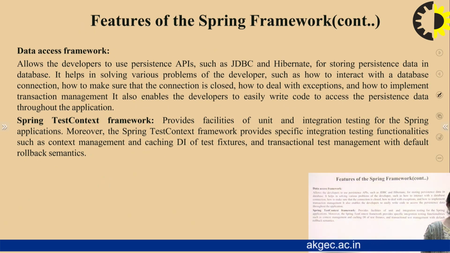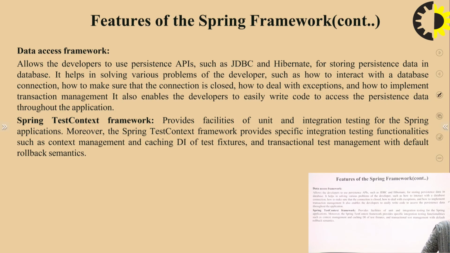The Data Access framework allows developers to use persistent APIs such as JDBC and Hibernate for storing persistent data in the database. It helps in solving various problems for developers, such as how to interact with the database connection, how to make sure that the connection is closed, how to deal with exceptions, and how to implement transaction management. Also, it enables the developer to easily write code to access the persistent data throughout the application.